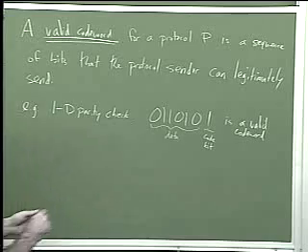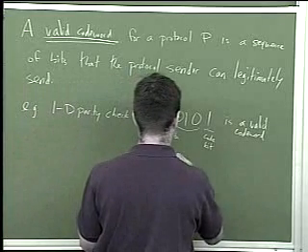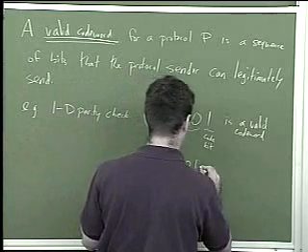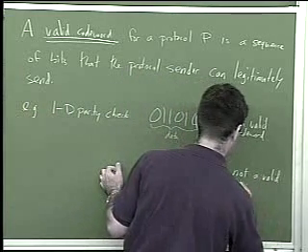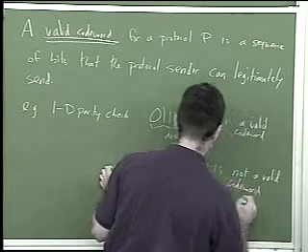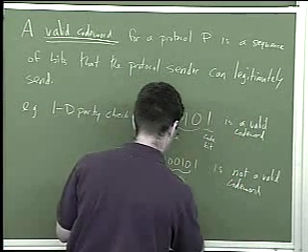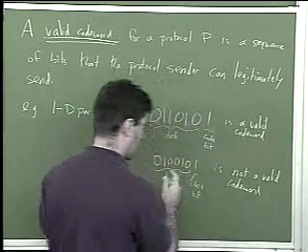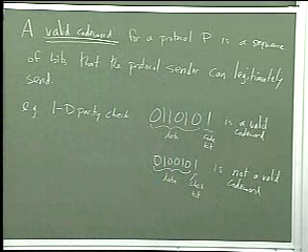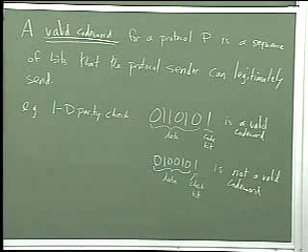Okay, whereas 0100101 is not a valid code word. Right, because here's your data, and here's your check bit. Something's wrong, right? The sender would never send this. It doesn't follow the protocol. Right, so it's not a valid code word. Okay?